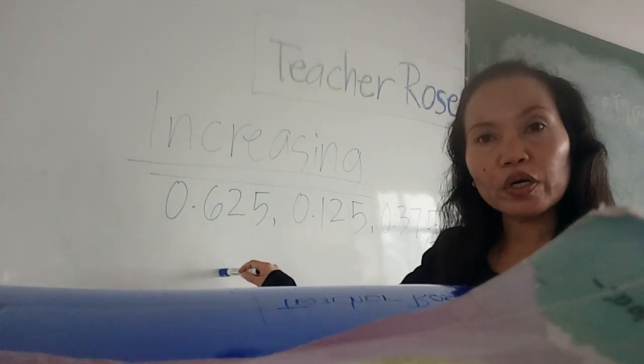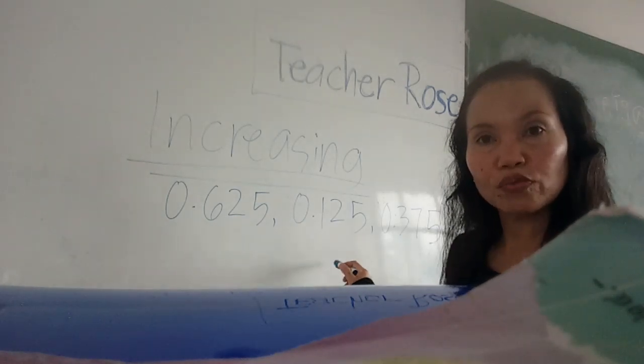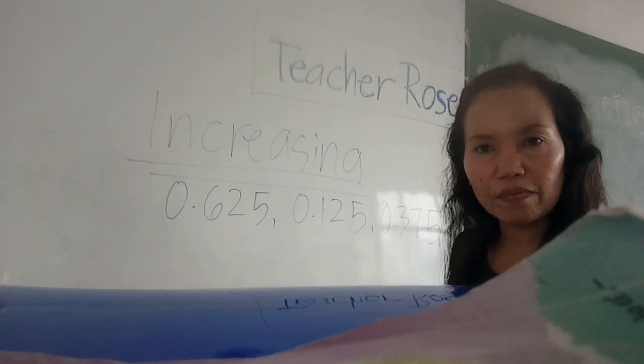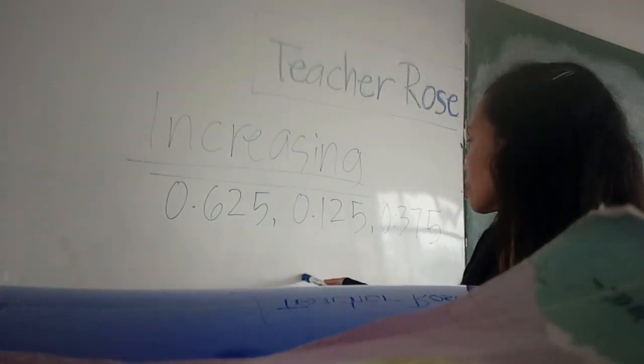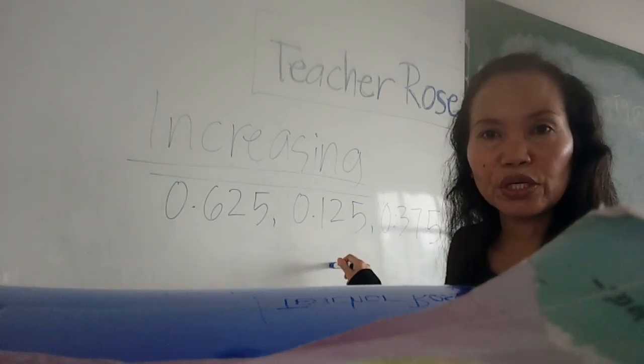Is it 0.625? Is it 0.125? Or is it 0.375? Which is which? Find the smallest value.